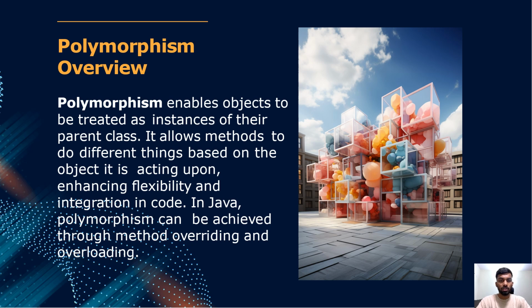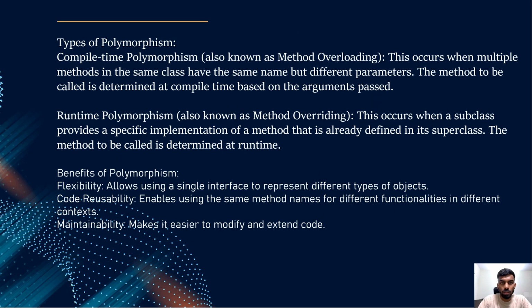Polymorphism. Polymorphism enables objects to be treated as instances of their parent class. It allows methods to do different things based on the object it is acting upon, enhancing flexibility and integration in code. In Java, polymorphism can be achieved through method overriding and overloading. Let's know about different types of polymorphism.